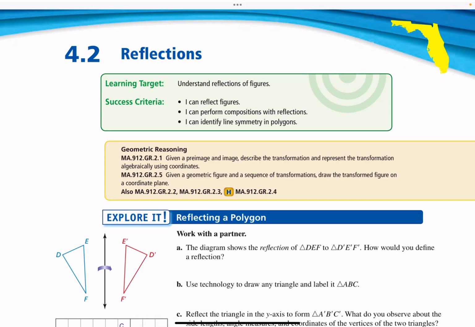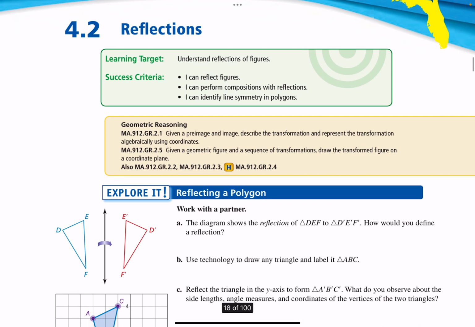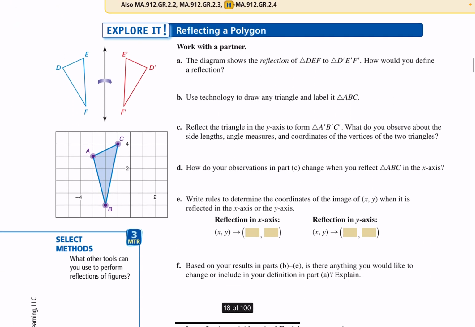All right, hey guys. So we're moving on to 4.2, the next process of transformations: reflections. Learning target: understand reflections of figures. We can reflect a figure, perform compositions with reflections, and identify line symmetry with polygons.